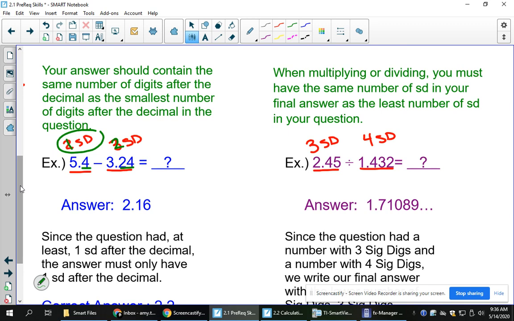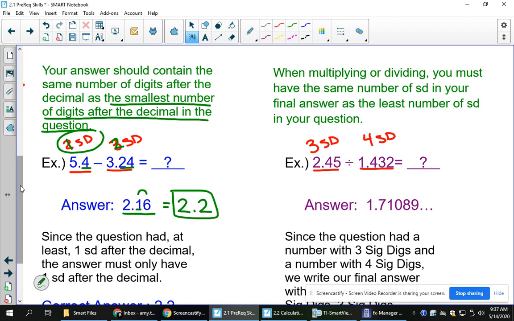Adding and subtracting is a little bit different. Basically, what you want to do is whatever the smallest number is after the decimal, smallest number of sig-digs, right up here, you're going to round to that, okay? So here's the answer that your calculator would give you. I need to do this to 1 sig-dig after the decimal. So now you use your basic rounding rules from junior high. The 6 rounds the 1 up, so your final answer would be 2.2. So that's just for your information.